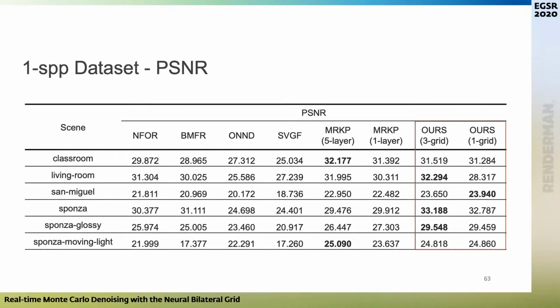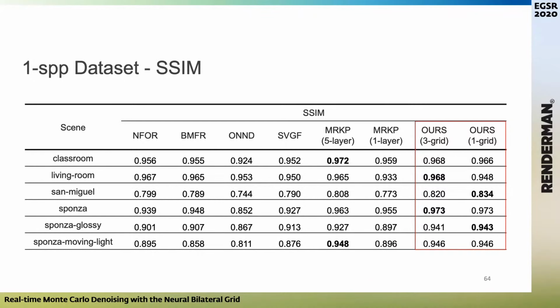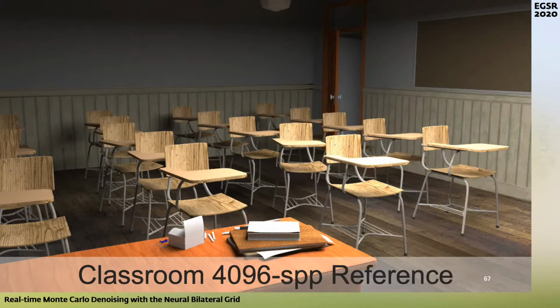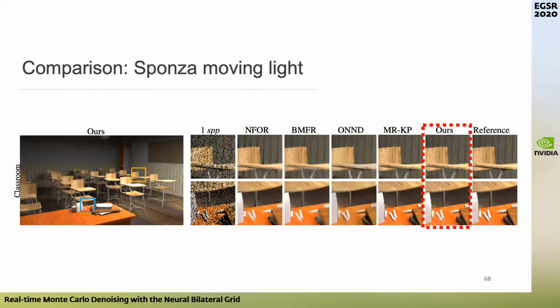Firstly, we show the performance of our denoiser on the 1SPP dataset. It can be observed that our method generally provides higher PSNR and higher SSIM. MRKP with 5-layer also shows good performance. Now we show the denoising result of Singh classroom. Here is the 1SPP radiance. And here is the denoised image. And here is a reference. Our method performs well at preserving the details.